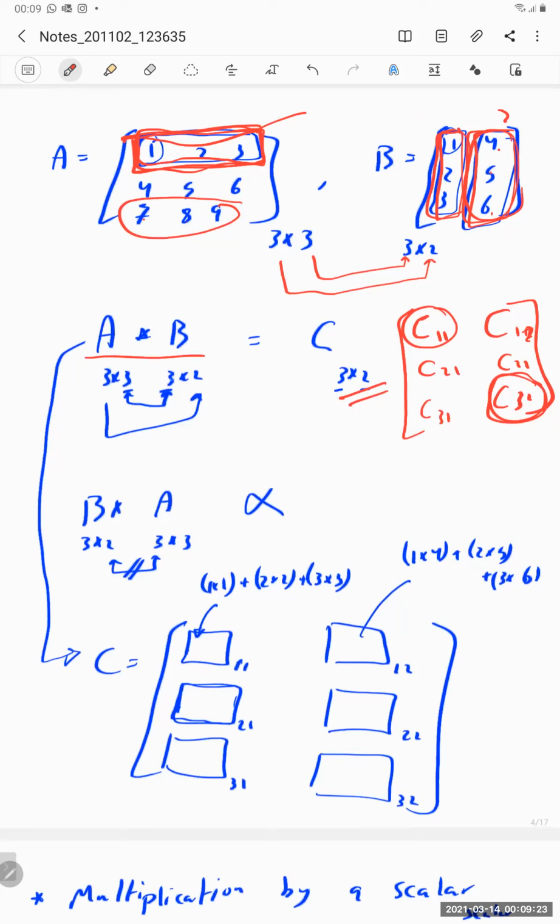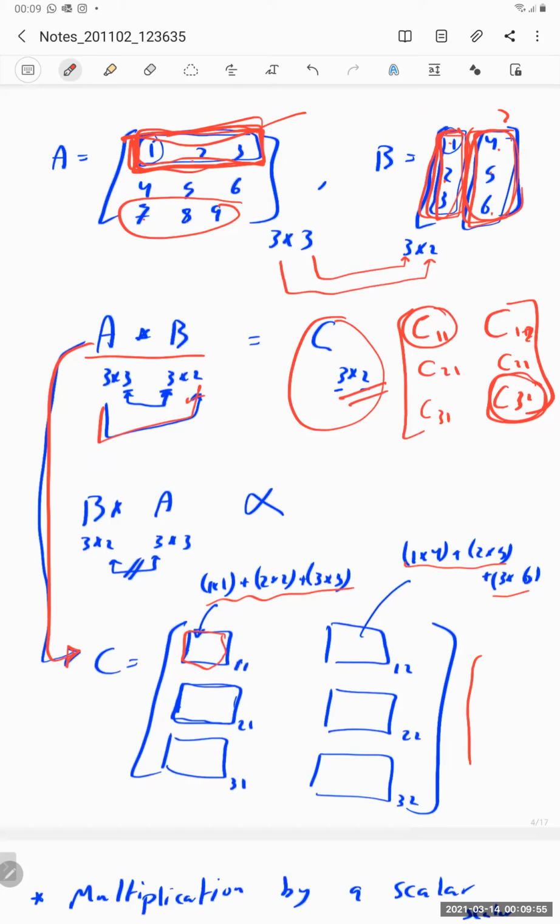So A times B, 3 times 3 مع 3 times 2، فبالتالي يضل 3 times 2. طبعا هاي عشان بس نوضحها بالموضوع. C عبارة عن هذا الإليمنت اللي هو 1 عبارة عن الرو الأول في الكولوم الأول. So 1 times 1 plus 2 times 2 plus 3 times 3 هو موضح عندكم, same thing with the other elements and so on.